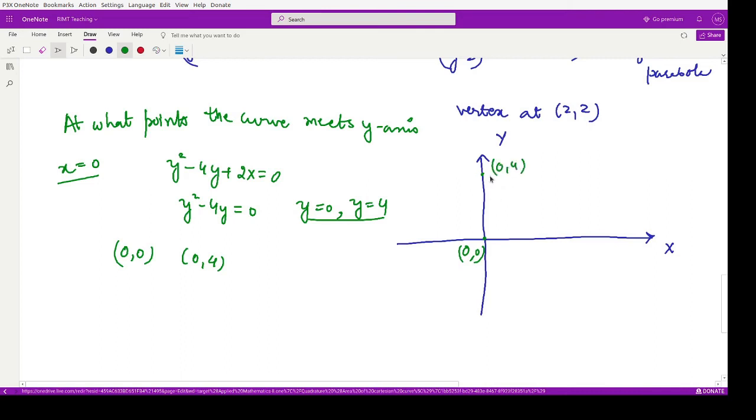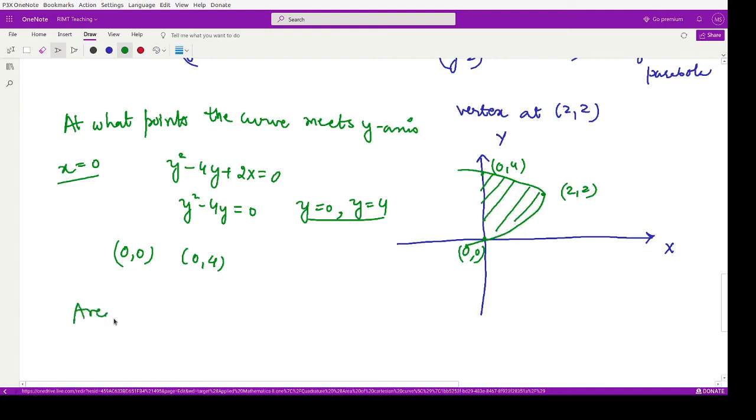So the curve meets the y-axis at these 2 points, and moreover this is a parabola whose vertex is situated at this point, 2, 2. So your graph would be something like this, right? So this would be the parabola, and we are to calculate this particular area. So how can we calculate this area?